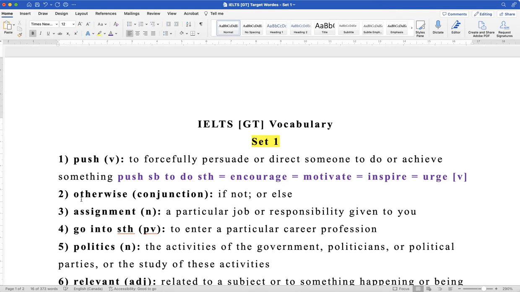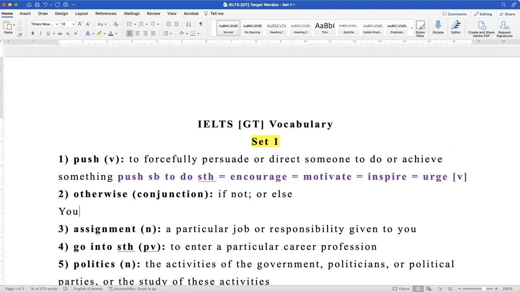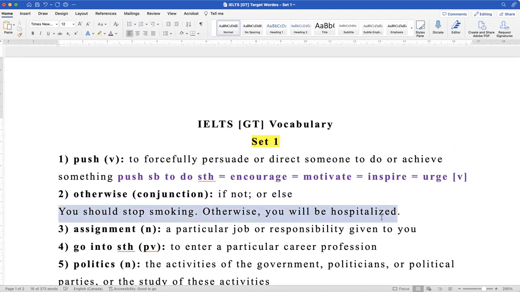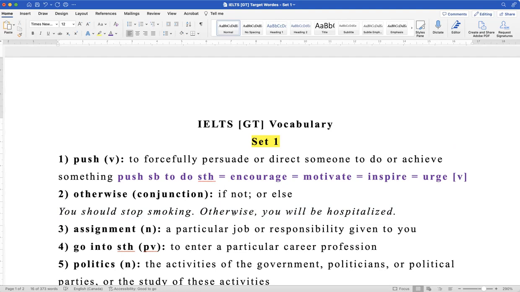The next one is otherwise. Otherwise is a conjunction. It means if not, or else, if something is not done. You should stop smoking. Otherwise, you will be hospitalized. So let's say this person has serious health conditions, and we are saying to this person that you should stop smoking. Otherwise, you will be hospitalized. Here, otherwise means or else.